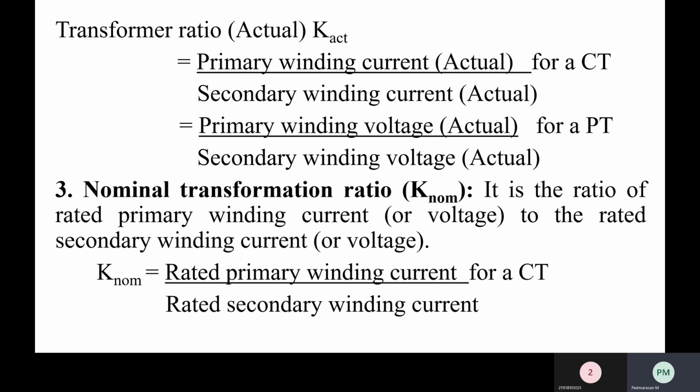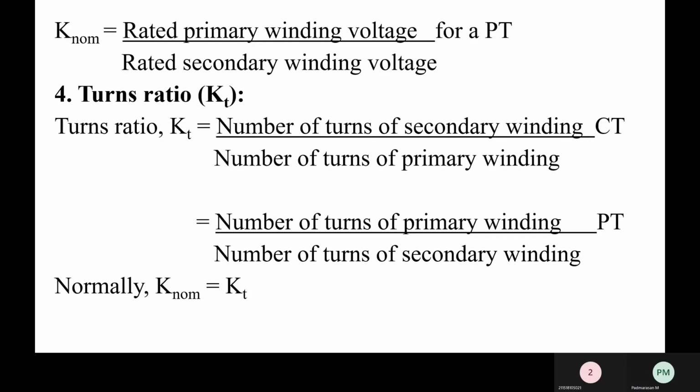And the third one is nominal transformation ratio. It is denoted by the symbol K_NOM. Nominal transformation ratio is defined as the ratio of rated primary winding current or voltage to the rated secondary winding current or voltage. So for a current transformer, nominal transformation ratio is nothing but rated primary winding current divided by rated secondary winding current. Similarly, for a potential transformer, it is the ratio of rated primary winding voltage to the rated secondary winding voltage.